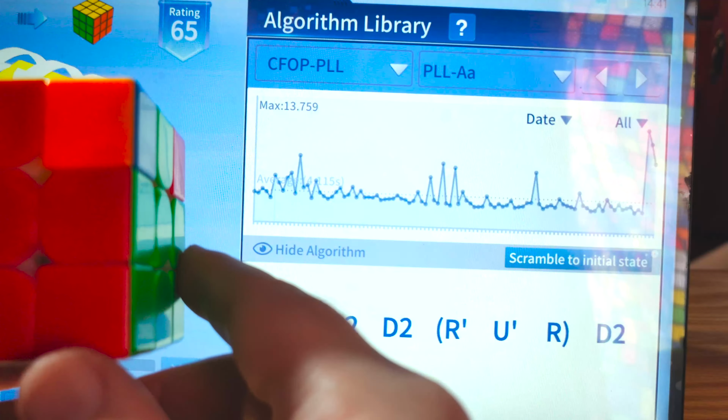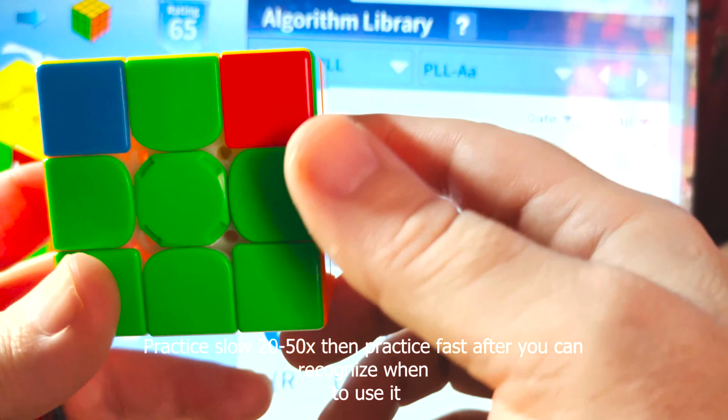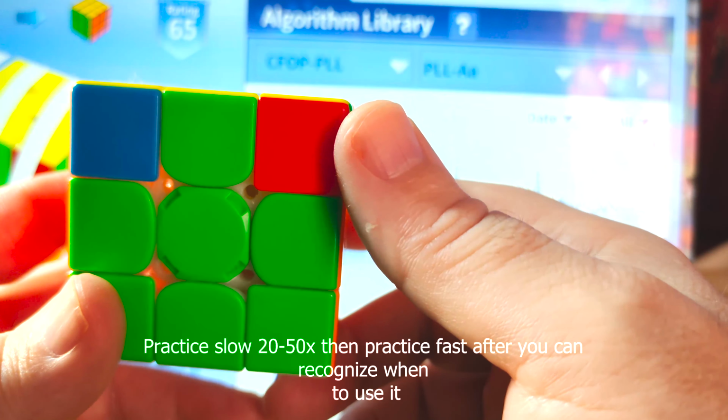The reason why you want to do it slow is because you want to do it right over and over and over again. If you teach your brain to remember this wrong, it will do it wrong automatically, and you will have a heck of a time fixing that. So what you want to do is do it slow, say 20 to 30 times, until you know that you're not going to make a mistake when you're doing the algorithm.